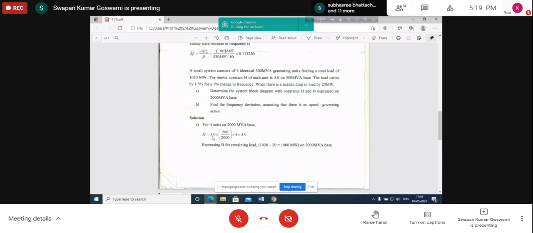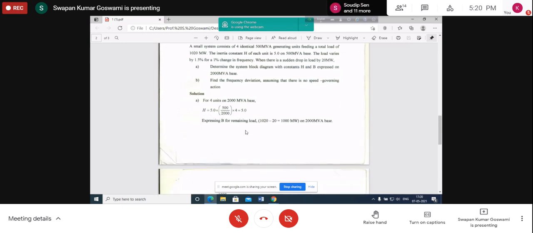H is in kilowatt second per kVA, that means stored energy per rated capacity. Now the base is 2000 MVA. On a base of 500, 5 was the value of H. So if 4 units are there, the total capacity will be 2000. So on a base of 2000, it will be again equal. All right, the value of H, how it is calculated, is it clear to you or not?